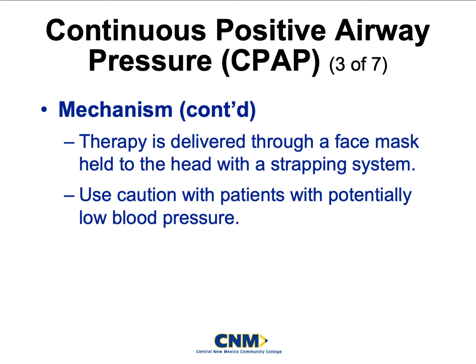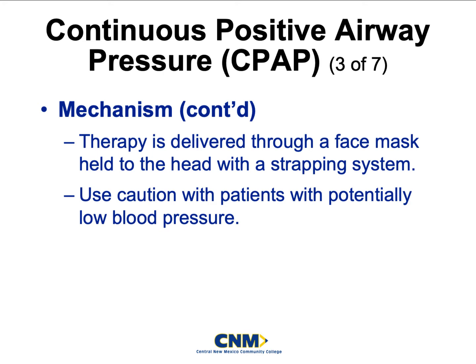We do need to be very cautious with people with low blood pressure. So again, your normal range for blood pressure for the systolic, the top number, is anywhere between 90 and 140 millimeters of mercury. The diastolic, which is the bottom number, for normal is anywhere between 60 to 90. So borderline high blood pressure is 140 over 90.